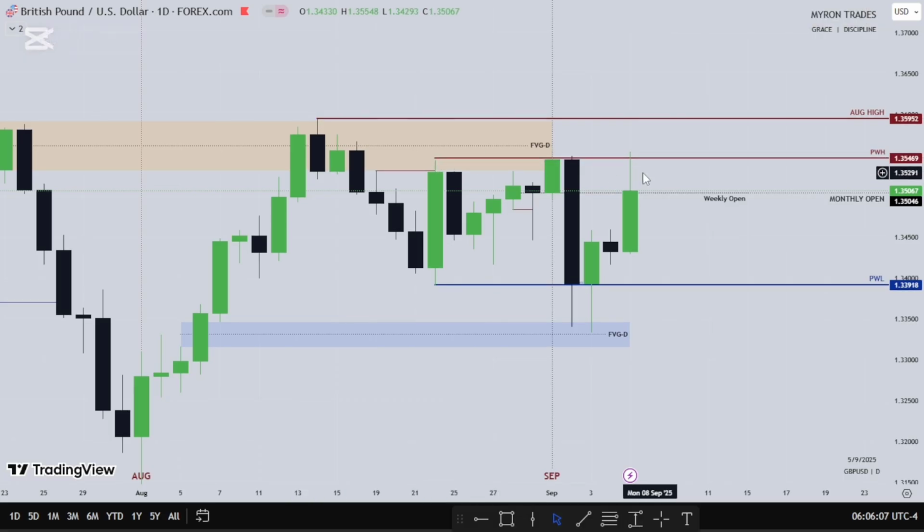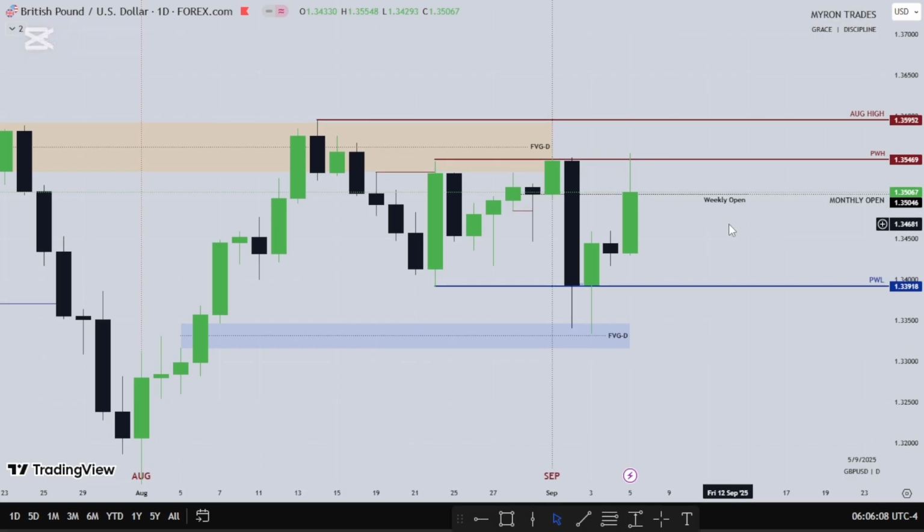So for the new week for pound, I want to see a fair value gap form. Maybe Monday will give us a small range day, then there'll be a fair value gap right around here. Then I want to see price use this fair value gap to go higher.